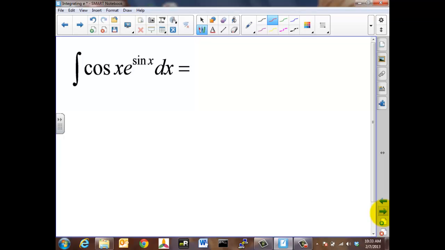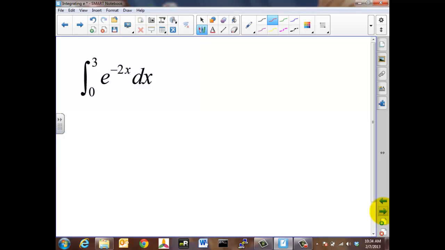What do you think happens there? Sine is u. So cosine is du. So, answer is? It would just be e to the sine plus c. So we haven't gotten anything hard yet, have we? Well, we get to do that little thing here next.